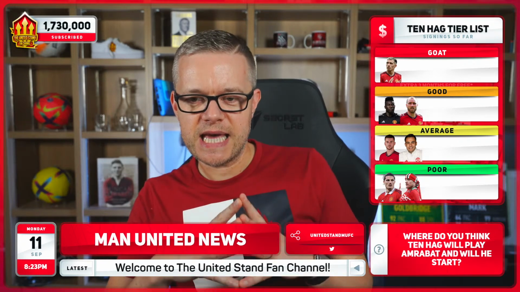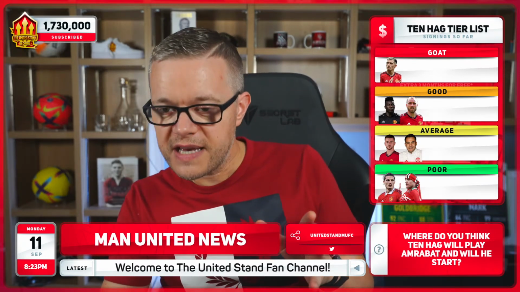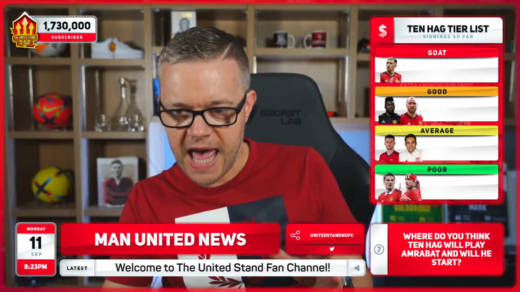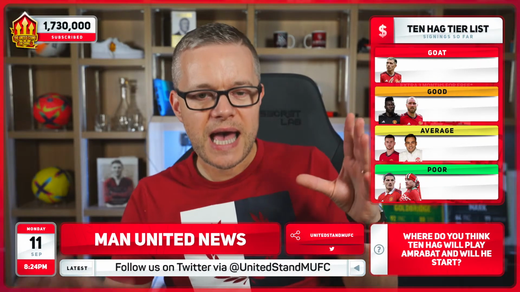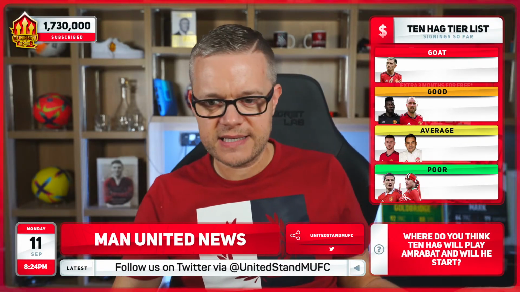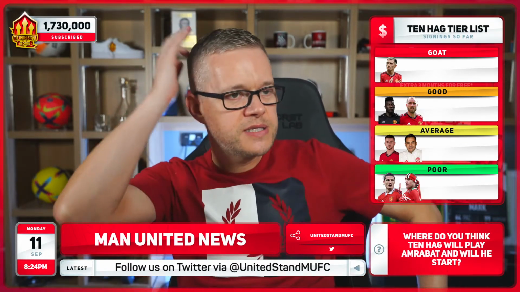Average for Reguilon. And I like this comment. FK says this list is not doing Erik ten Hag any favours. Exactly. That's the whole point of doing this, to see how he's doing. So I've gone with average for Reguilon. I will tell you why. He's never kicked a ball, so it's not fair to put him in poor.